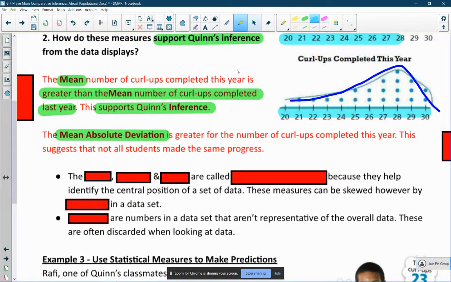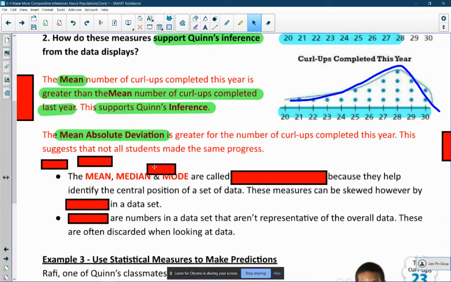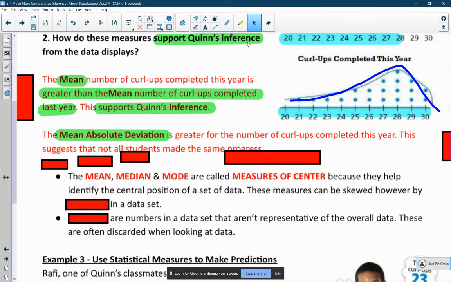So a couple vocab words that we need to know. The mean, median, or middle, and the mode are all called measures of center, right? The mean is the middle.